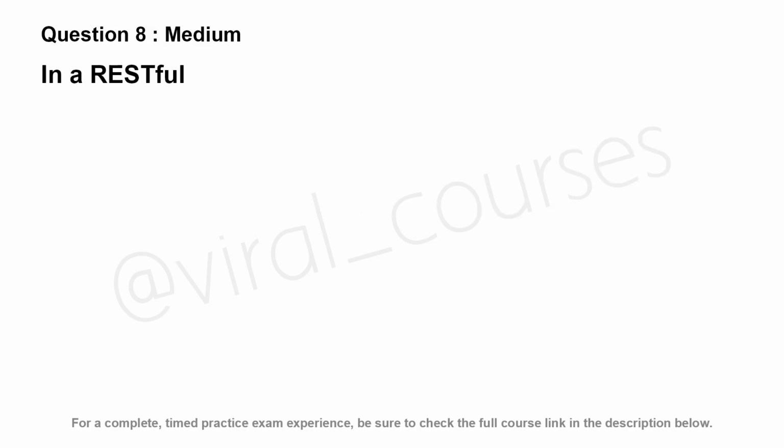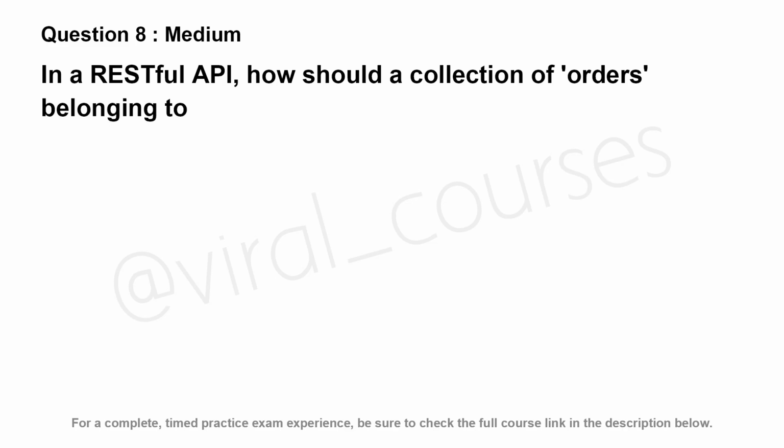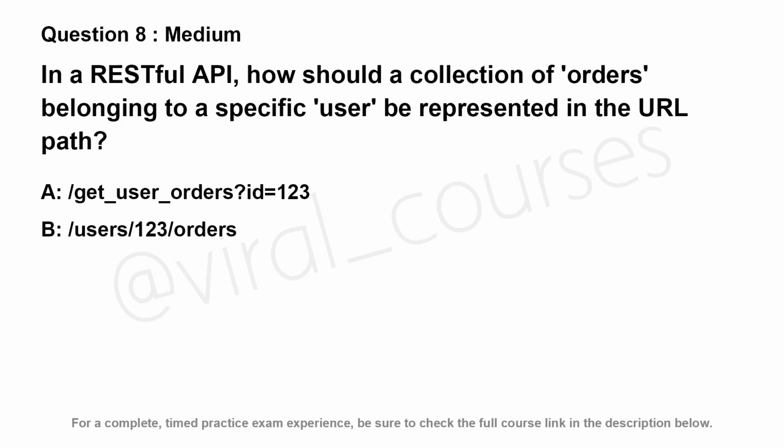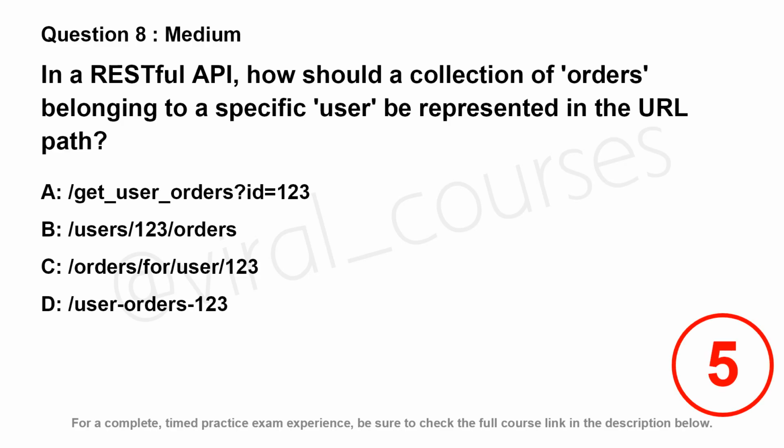In a RESTful API, how should a collection of orders belonging to a specific user be represented in the URL path? Option A, get_user_orders?id=123. Option B, users/123/orders. Option C, orders/for/user/123. Option D, user/orders/123.